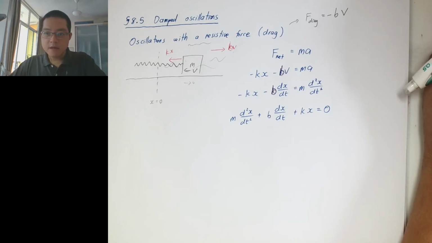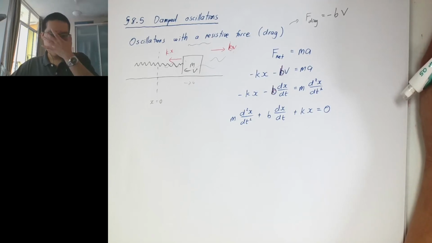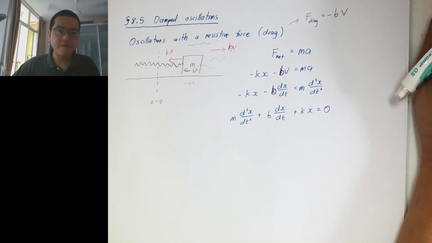Okay, so I think you agree with kx. The sign of kx is negative because it's always pushing it back to the equilibrium. The sign of bv is always opposite to velocity. The drag force is always opposite to velocity. The direction of drag force is always opposite to velocity. That's why this is negative. The kx is Hooke's law. The direction of the spring force is always opposite to the displacement.